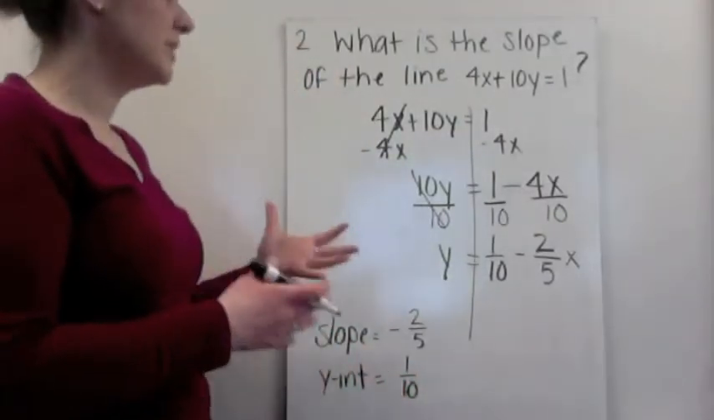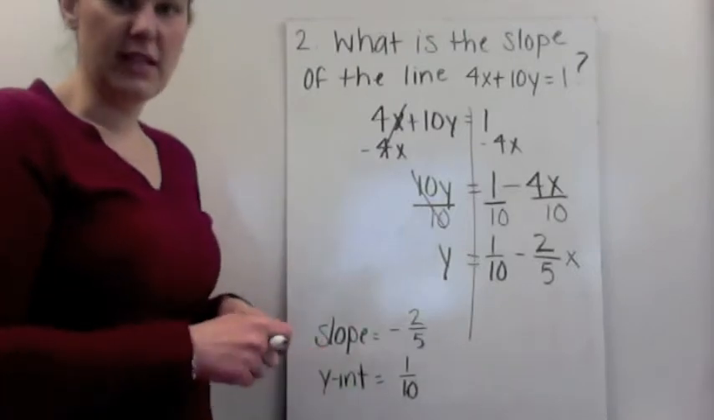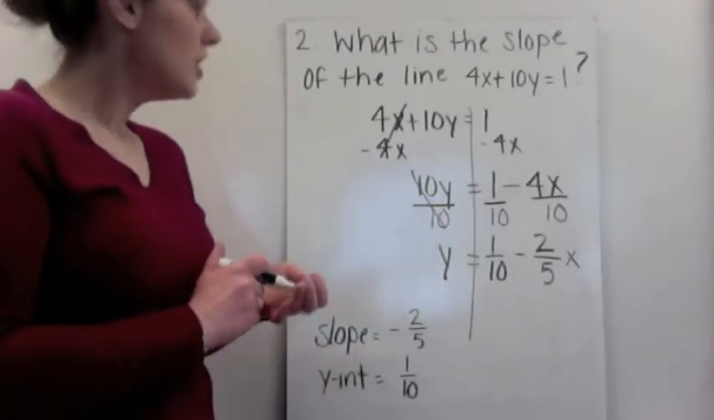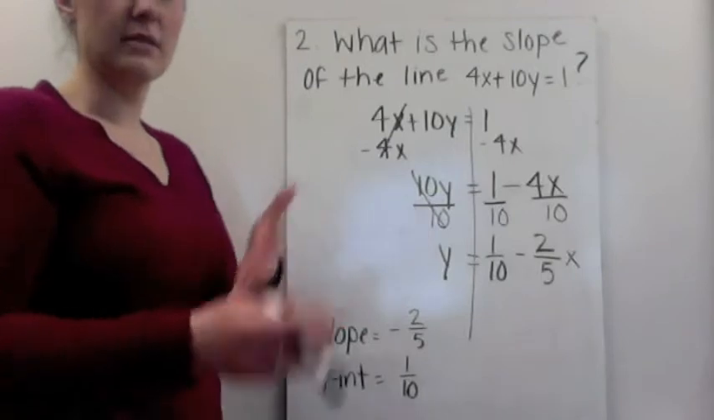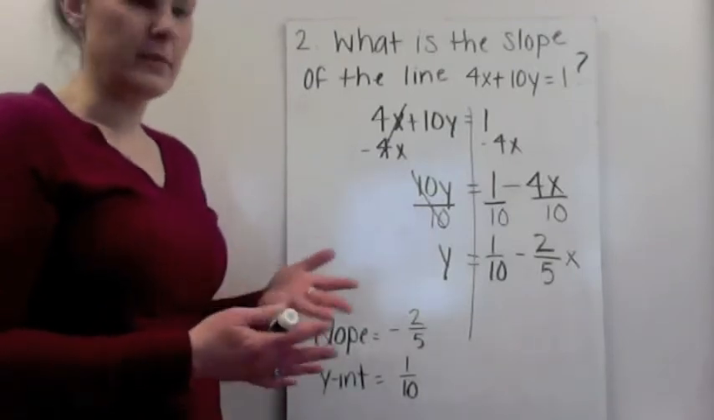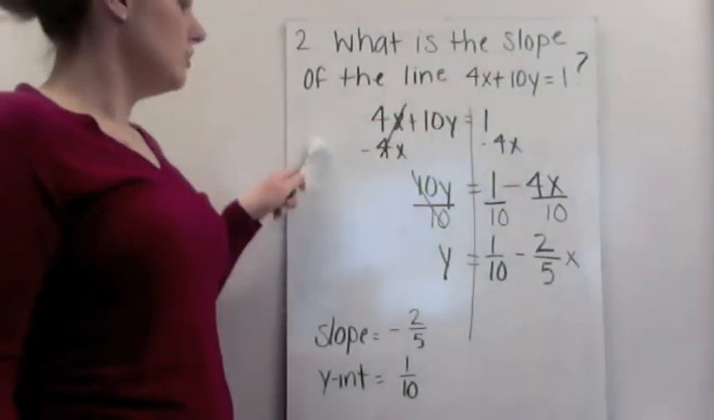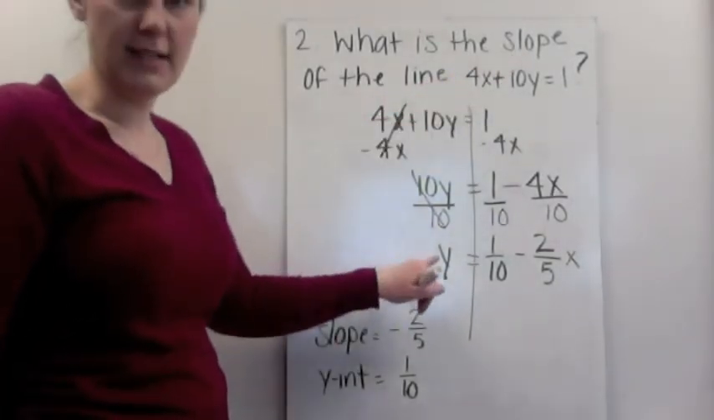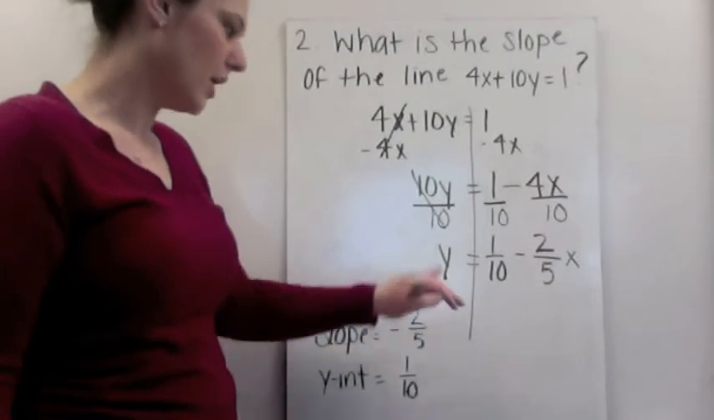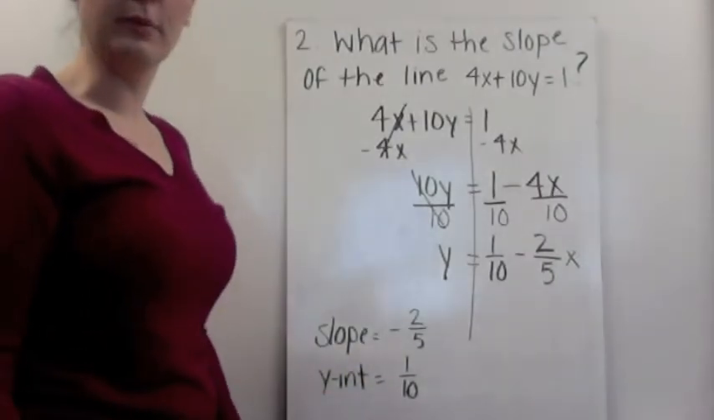Okay, so if you have standard form and you just want to find the intercepts, you just want to be able to graph, you can substitute your 0 for x and substitute 0 for y, graph and be done. But if you need to be able to identify the slope of the line, you need to solve that for y to get into slope-intercept form, and then you can identify your slope and y-intercept.